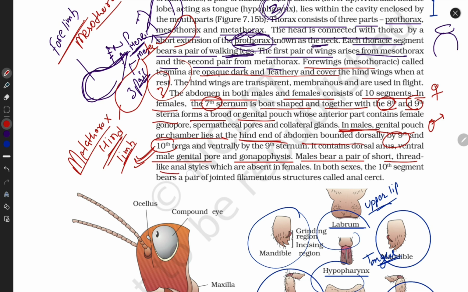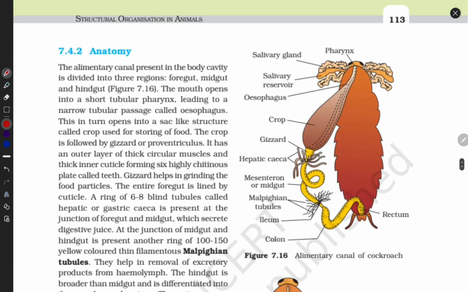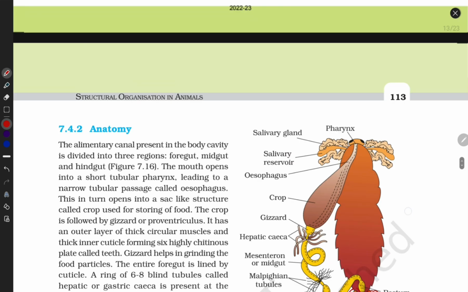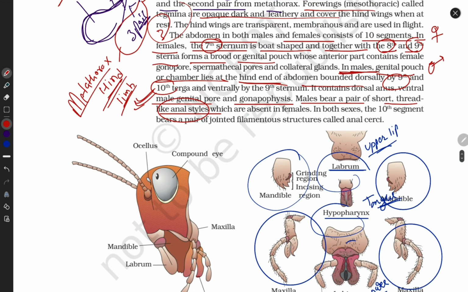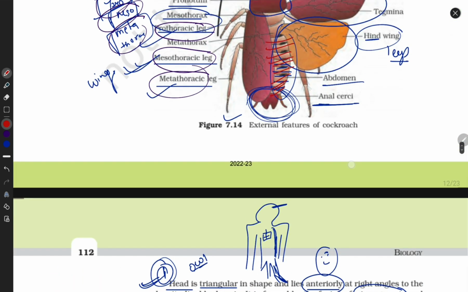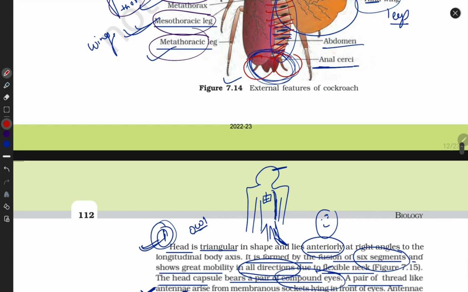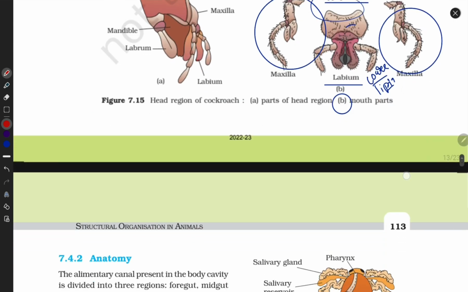Males bear a short, okay? Males bear short anal styles, okay? Anal styles. But females, this is absent. So you can identify male cockroach and female cockroach according to their anal style. If anal style is present, they are male, and if absent, these are females. In both sexes, male and female, the 10th segment bears a pair of jointed filamentous anal cerci. These are anal cerci. Both male as well as female contain anal cerci.